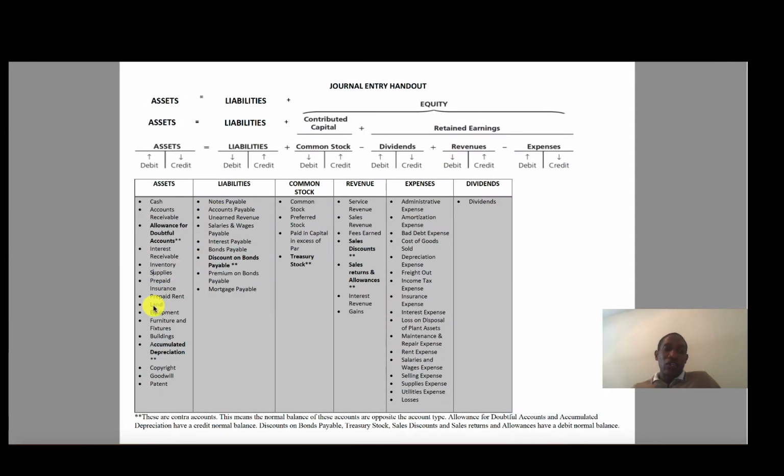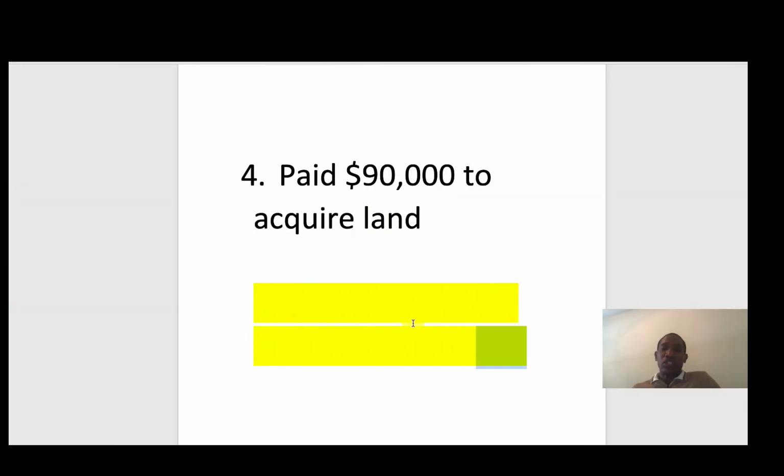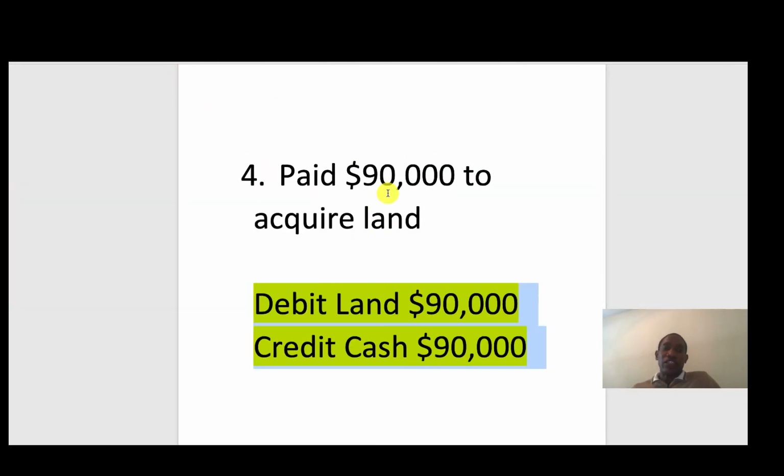So land is an asset, right? What do we do to land when it's going up? When it's increasing since it's an asset, we debit land. And cash is going down. Cash is an asset. So what do we do to an asset when it's going down? We credit cash. Okay, so in this case, we're going to debit land because land is going up, and we're going to credit cash.